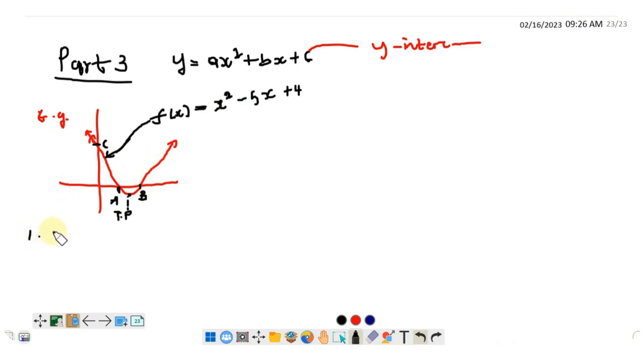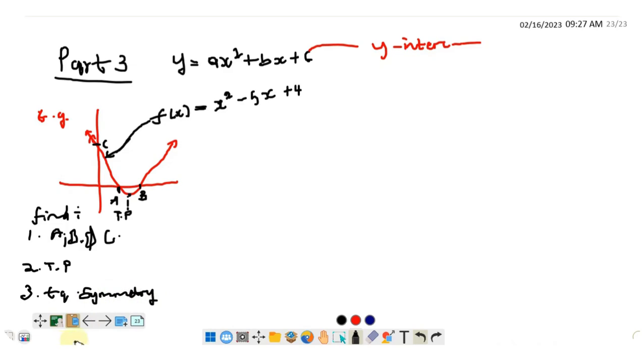For 1, they say find the coordinate of A, coordinate of B, and the coordinate of C. For 2, they say find the coordinate of the turning point. Number 3, they say find the equation of symmetry.